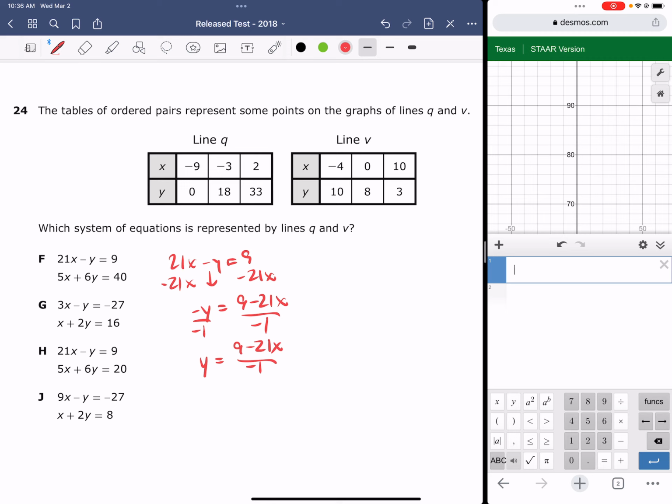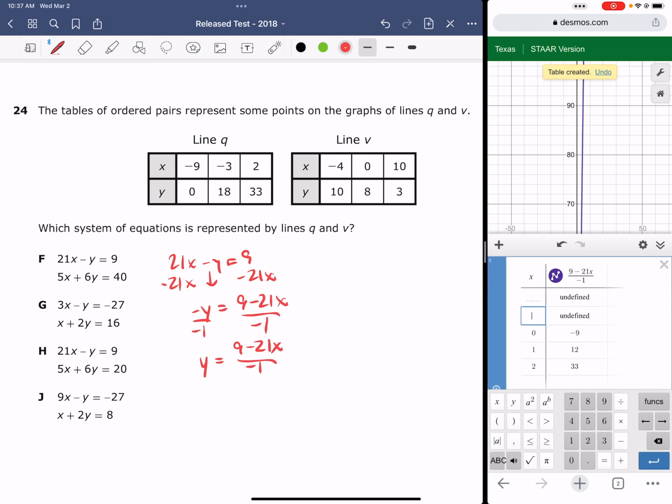Coming over to Desmos and typing that in so that we can create a table, we have y is equal to 9 minus 21x divided by negative 1. Hitting the edit list and convert to table button, we then delete out the x values that are in there so that we can put the x values given in this problem. That would be negative 9, negative 3, and 2. So in Desmos, we have negative 9, negative 3, and 2.